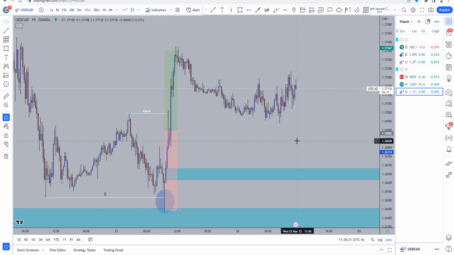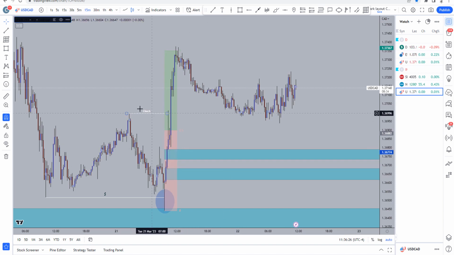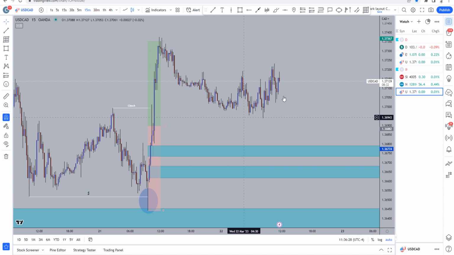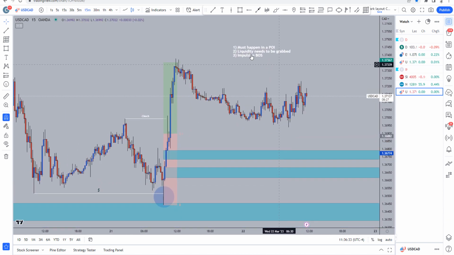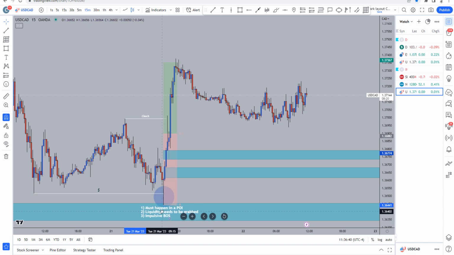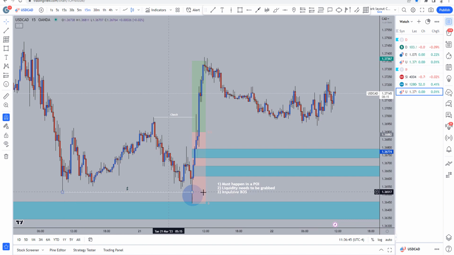I am still expecting in this occasion for price to come back in a discount because of the fact that we have our 3 rules fulfilled already. Look at that, the 3 rules must happen: the reaction must happen in a point of interest, which is the 4 hour imbalance, the 4 hour fair value gap. Then liquidity needs to be grabbed. Liquidity was grabbed significantly, and then we have an impulsive break of structure, which happened exactly right here actually, but even more confirmation for us right here.